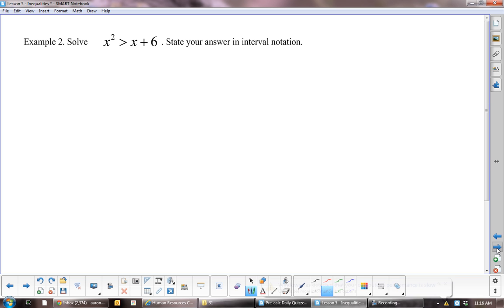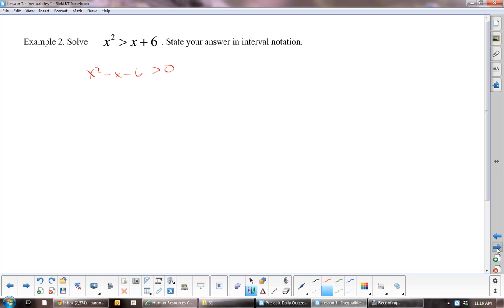X squared plus x is greater than x plus 6. Okay, what was always the first thing we need to do? Get everything on one side. So x squared minus x minus 6 has to be greater than 0. Okay, so we're going to look on our graph when this is going to make positive values.